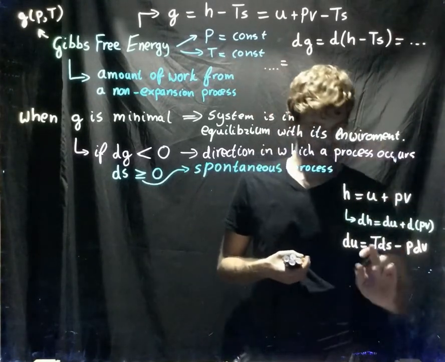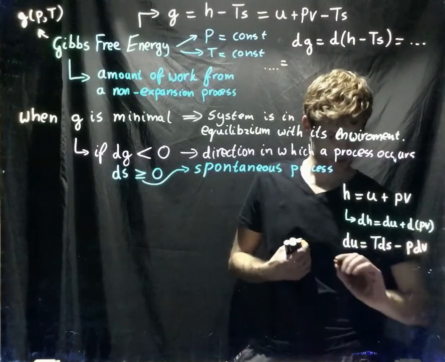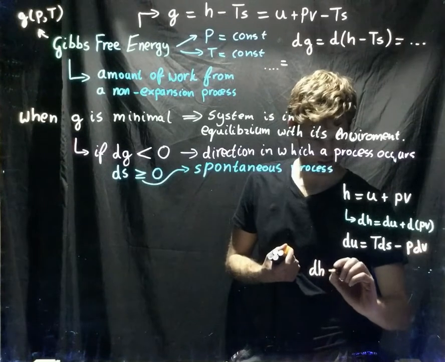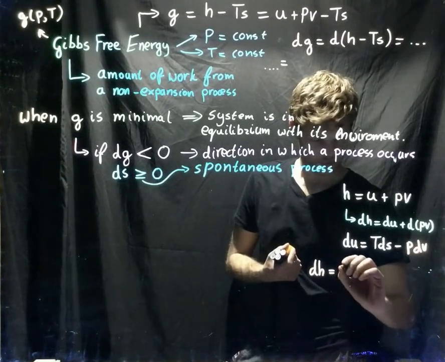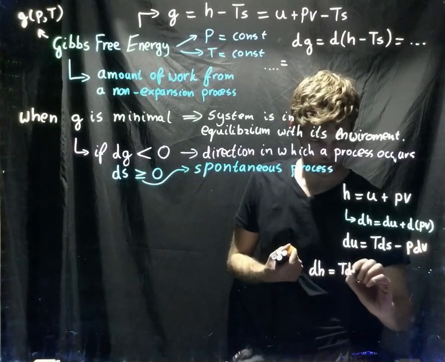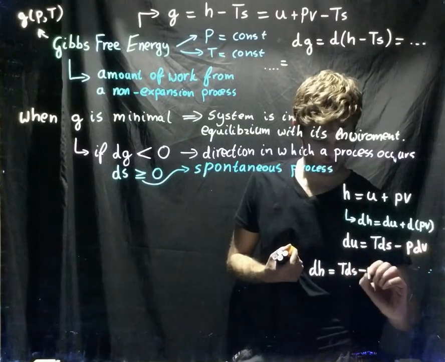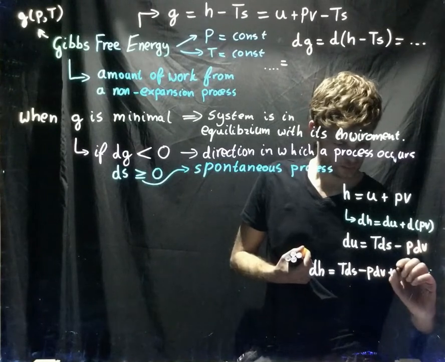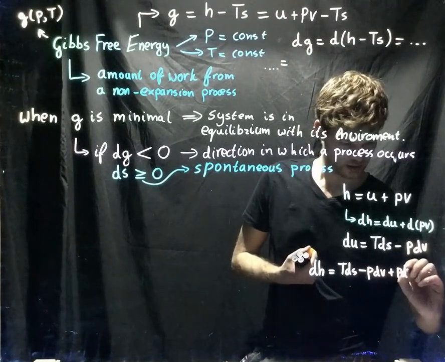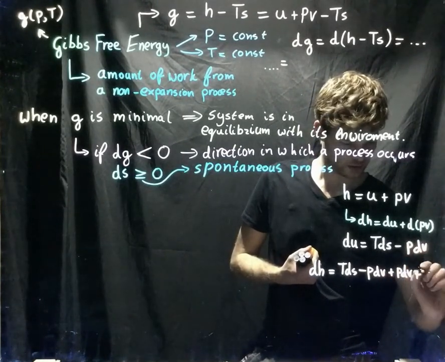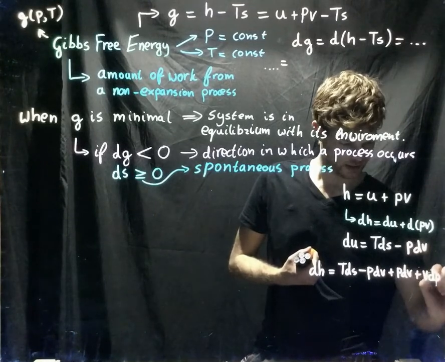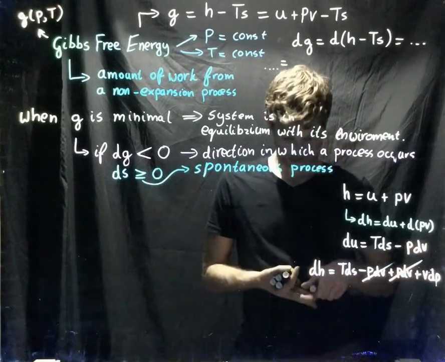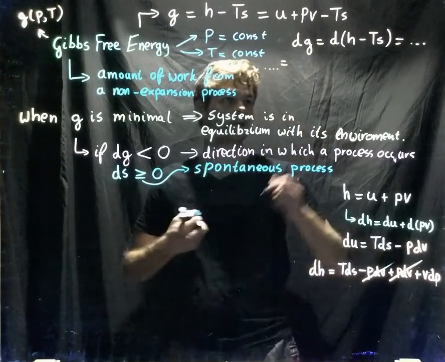So first, dH is equal to dU plus d(pV). So dH is equal to T dS, so it's over here, minus p dV, plus p dV plus V dp. So this one drops out, that one drops out. So now I can write them down over here.